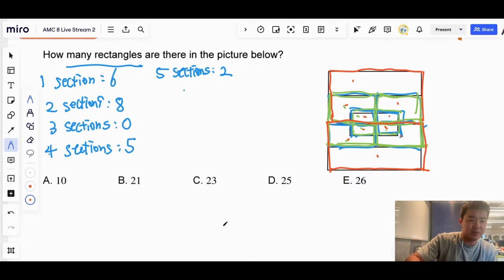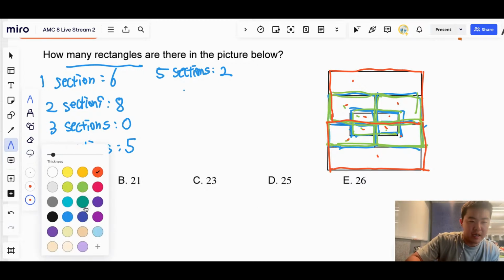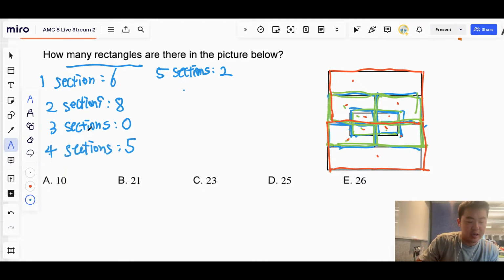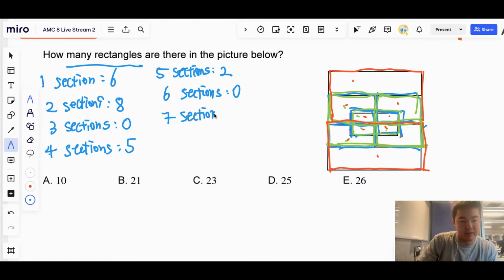So 5 section rectangle, we have 2 of them, and we continue for the 6th section rectangles, which doesn't exist. Okay, there's no 6 section rectangles and no 7 section rectangles. You can count yourself, but I'm pretty sure you will not find any of these types of rectangles. And now how about 8 sections?